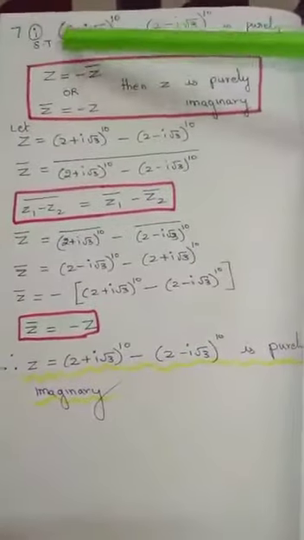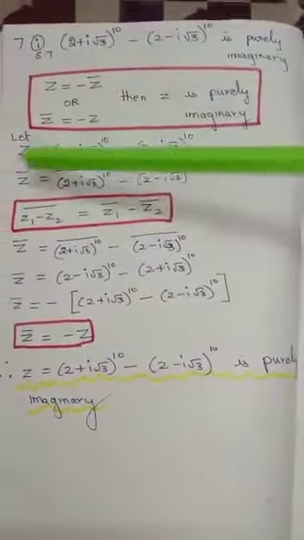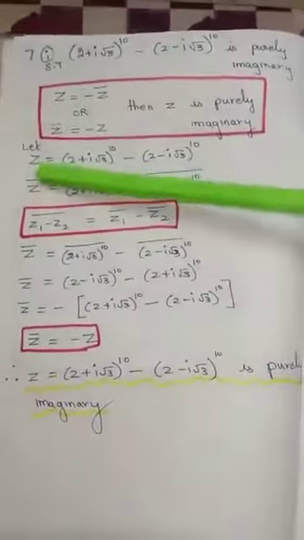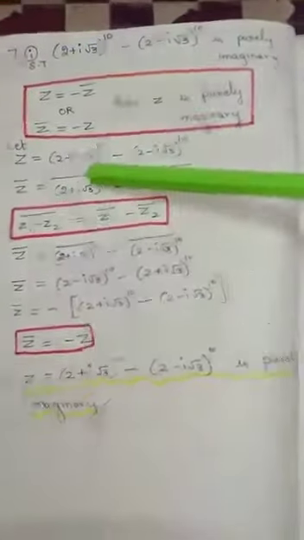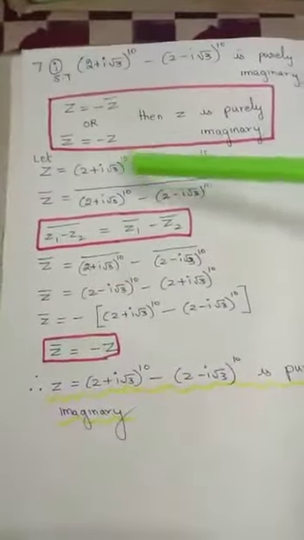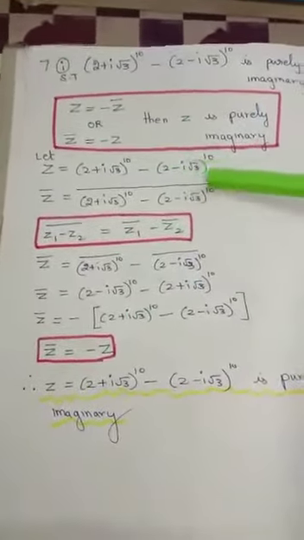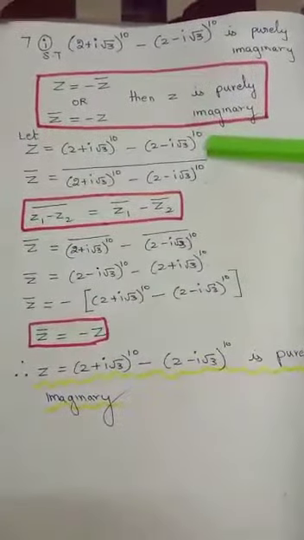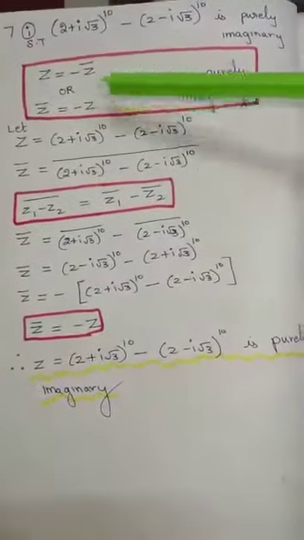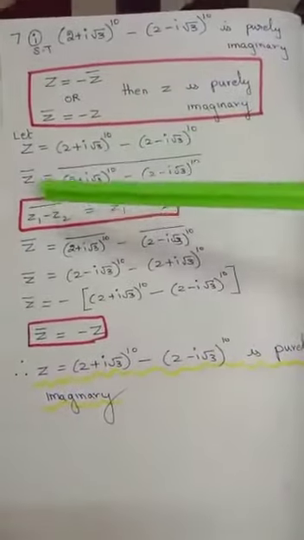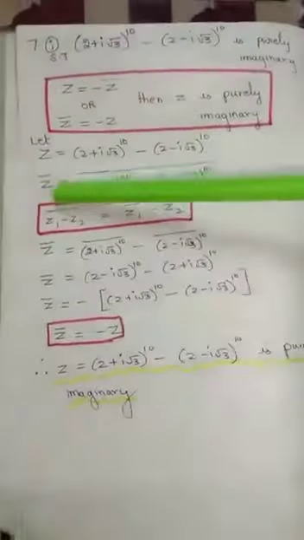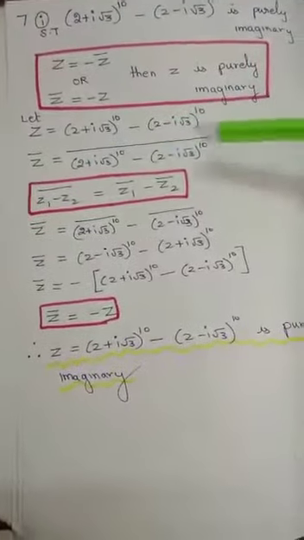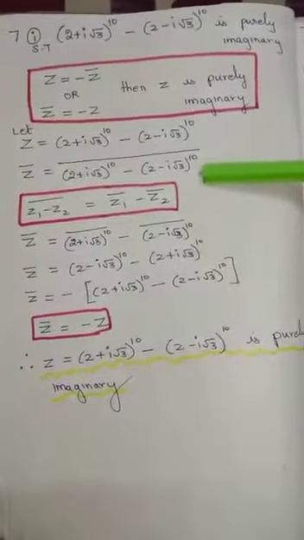For that, let me assume the given expression as z. So let z = (2 + i√3)^10 − (2 − i√3)^10. Now, in order to check whether it is purely imaginary, I have to find out z conjugate. So z conjugate means for the full right hand side, I have to put the conjugate.